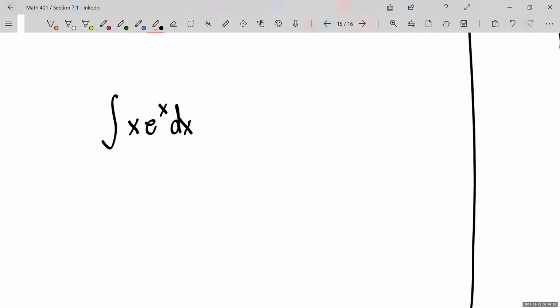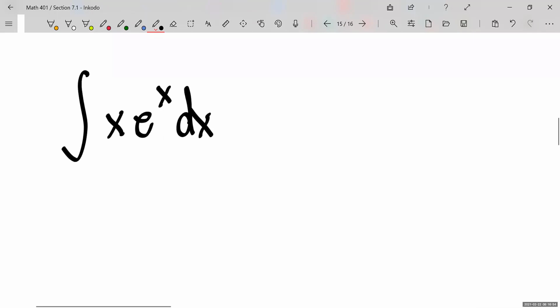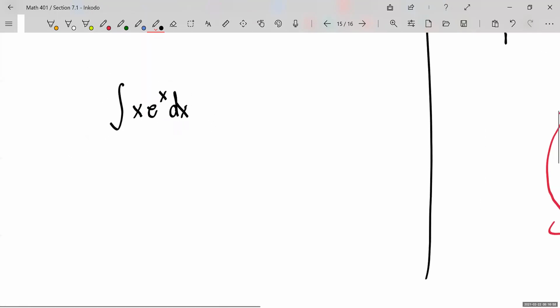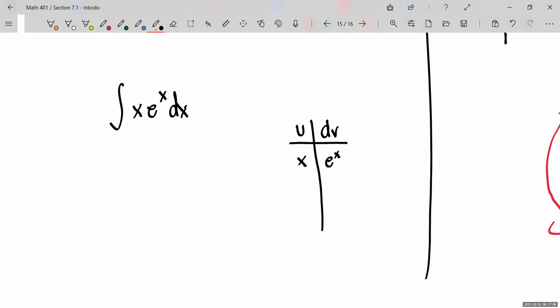x e to the x. All right, so let's go ahead and do by parts. This is obviously a by parts method, right? In this case, I'm going to do the u dv table. The thing we'll differentiate is the x. The thing we'll integrate is e to the x. The derivative of x is 1, and its next derivative is 0. And the integrals of e to the x are super nice.